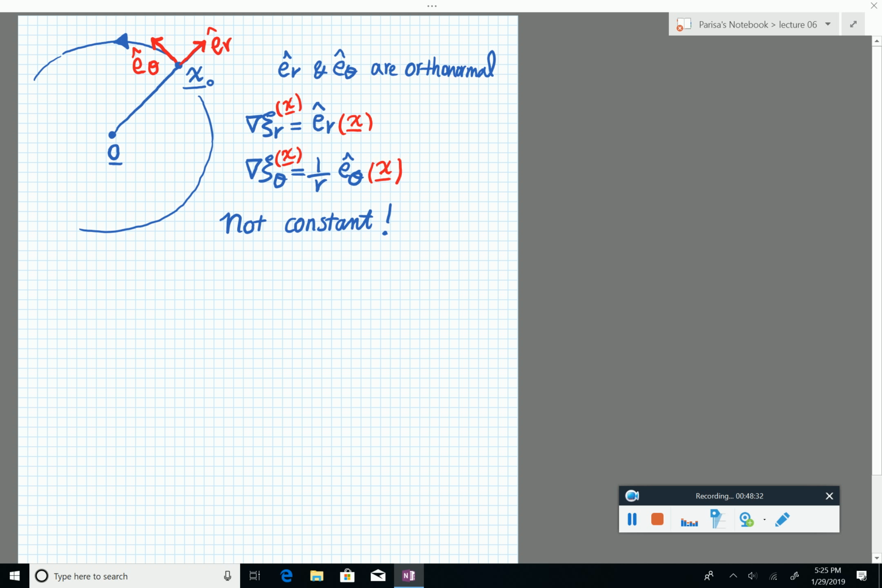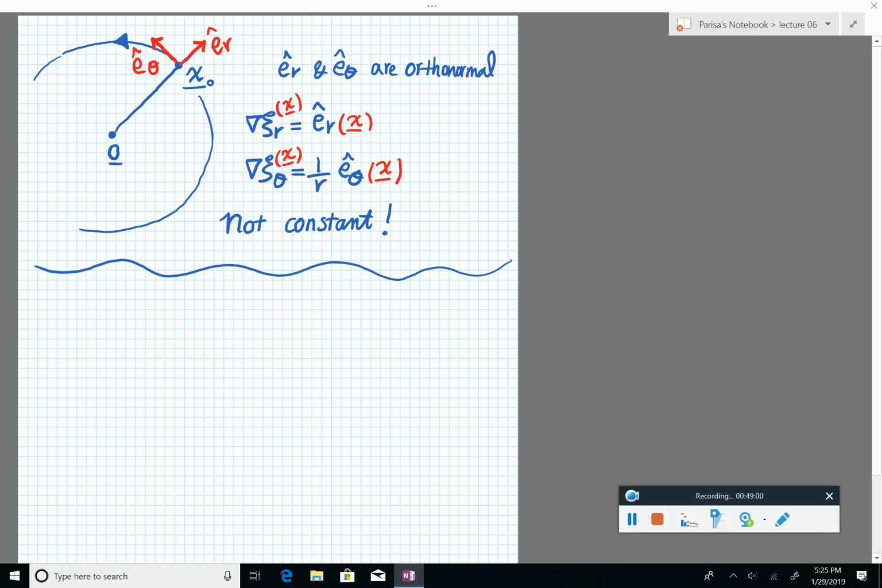Why those two amount to E_r and 1/r E_theta? If anyone is interested to know why, please come to my office, I'll show you. Just send me an email and I'll show you why it is like that. But I decided not to do it in the class. It would take some half an hour, I think, to show you. But it's not very difficult. You all have the tools to be able to show it.